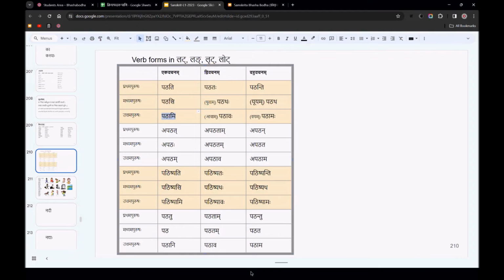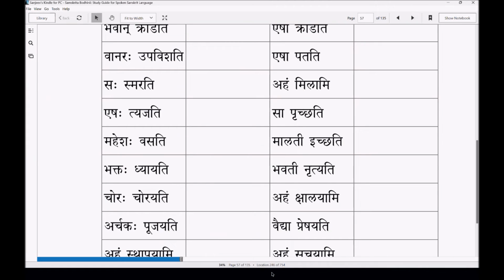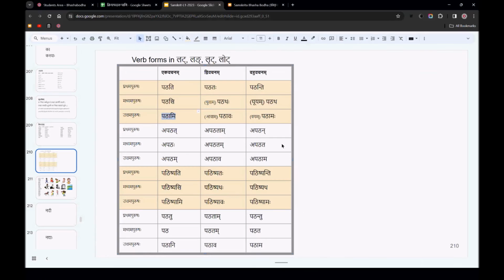Yes. Is it milami? Yeah, milami is ekavachana. What is the bahuvachana? Milami is already shown here. What is the plural of milami? Milamaha. Correct. Aham milami becomes vayam milamaha.